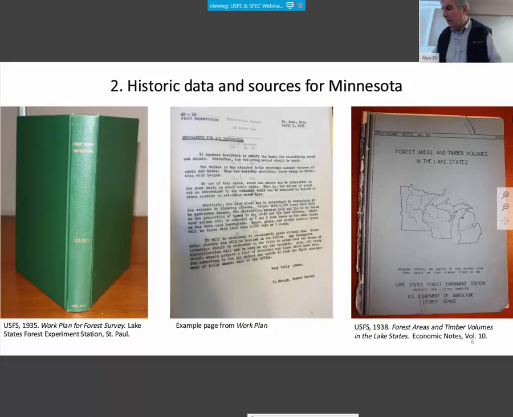We have an example here on this page of one of many in there establishing procedure. They did a pretty good job initially, but then there were questions, and they came up with changes, and I think much of that experience led to the rather sophisticated manuals we have today. A key report is the summary in 1938, this Forest Areas and Timber Volumes in the Lake States. That became our basis for checking the recompilation work we did with the original data in the summary form that we were able to obtain.